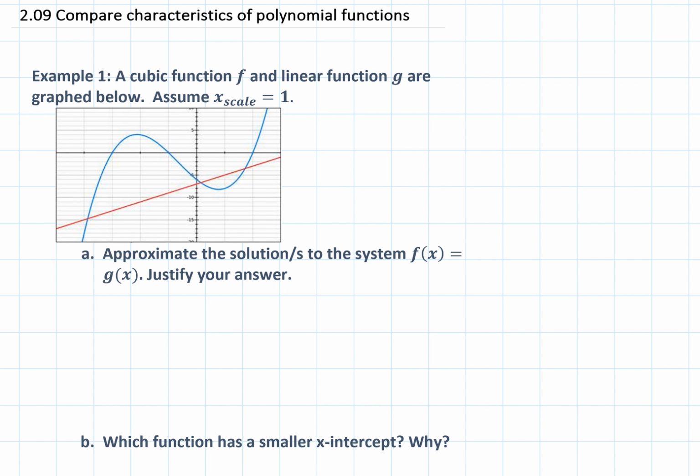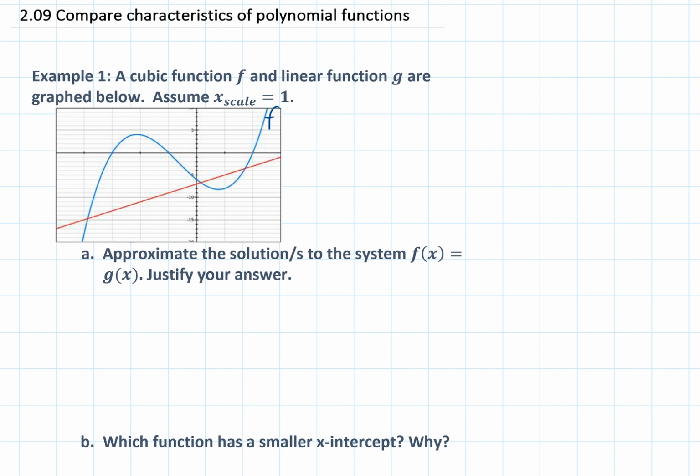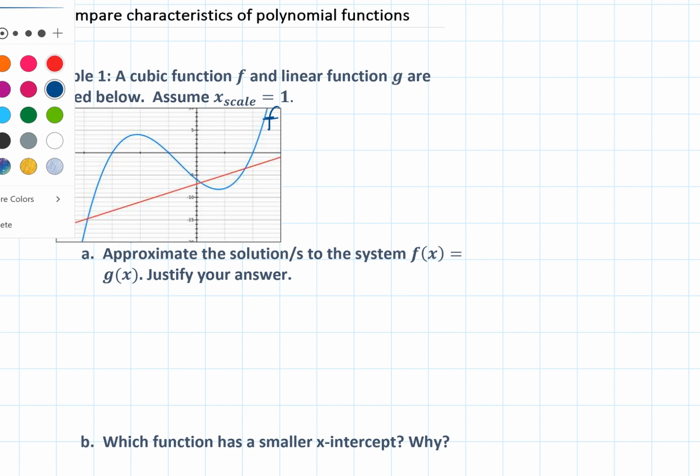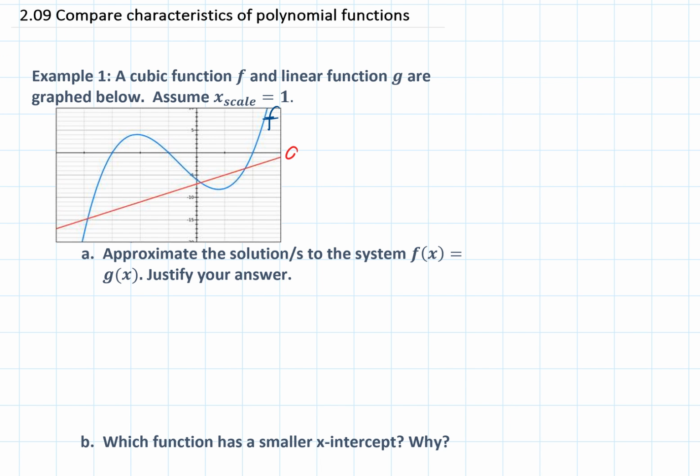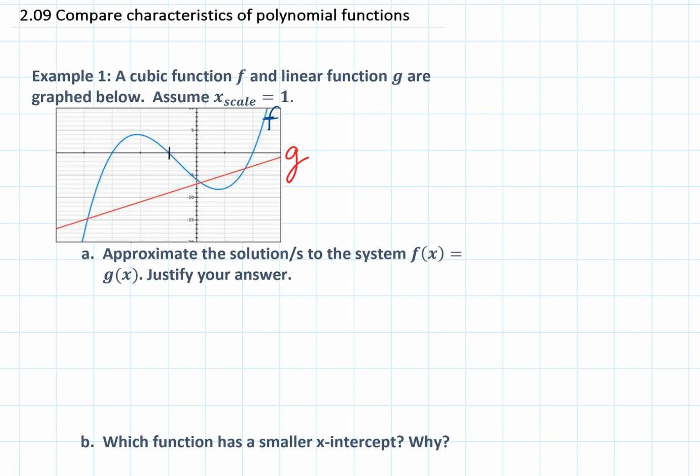A cubic function f and a linear function g are graphed below. Okay, so f must be the cubic function. It's got to be this guy. And g is the linear function, so it's got to be the line. Assume the x scale is 1. That tells us that this right here would be -1, -2, +1, and so on.